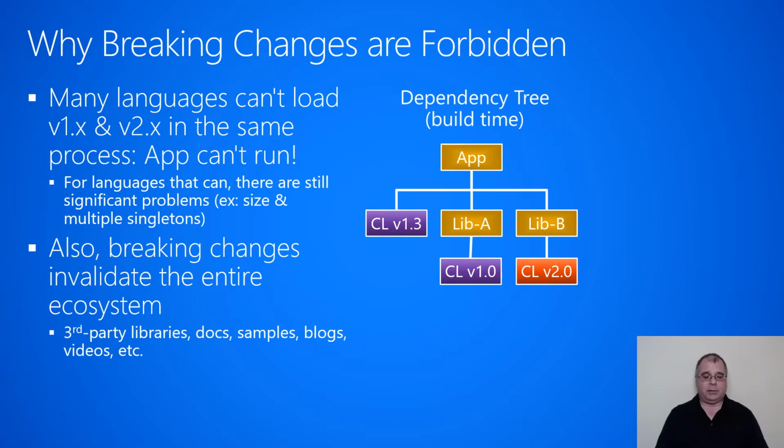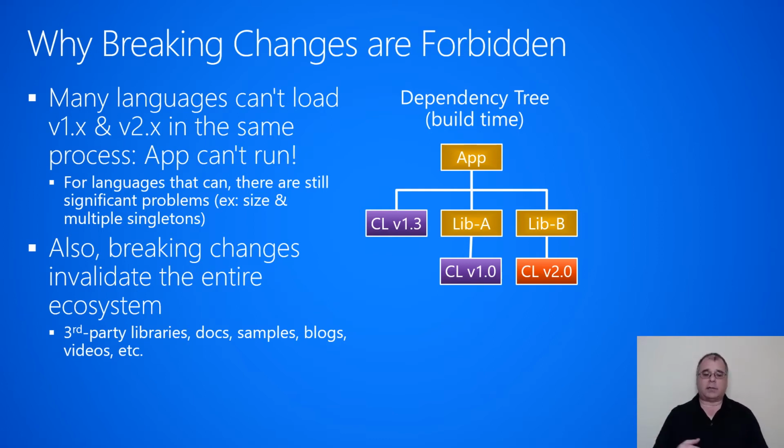And the application also wants to take a dependency on another third-party client library, we'll call it library B, but this one has taken a dependency on the latest version of the same client library, version 2. Now, we can assume that version 1.3 is backward compatible, just a later version of client library 1.0.